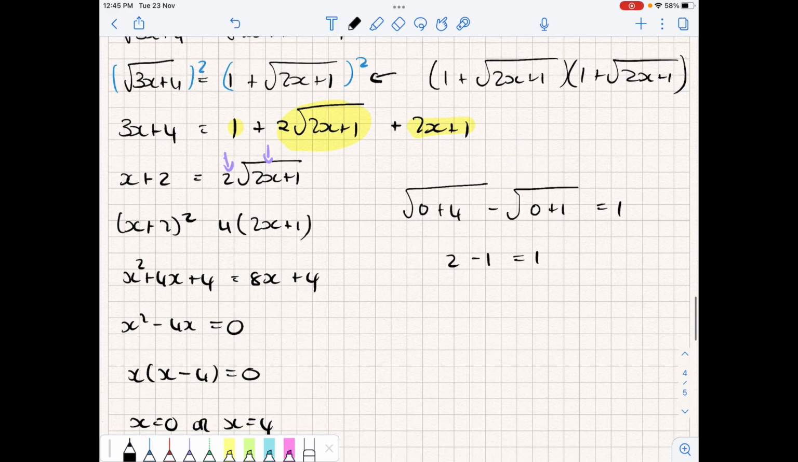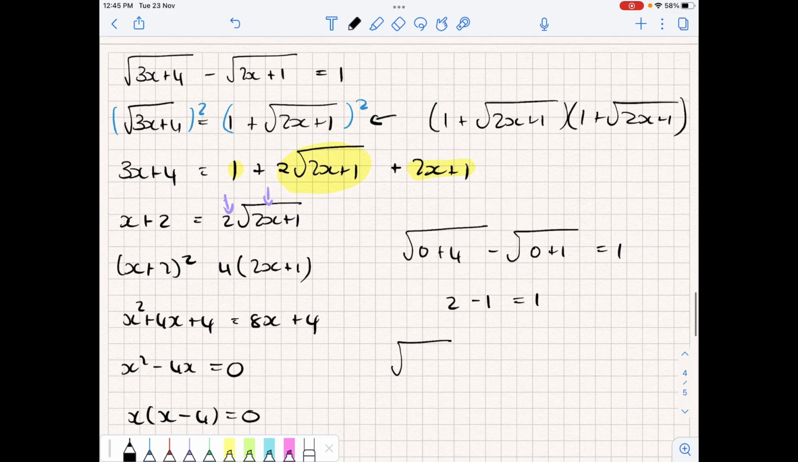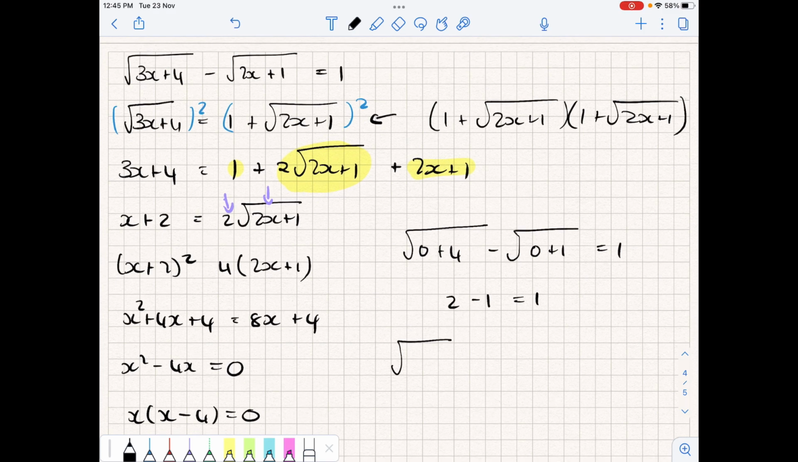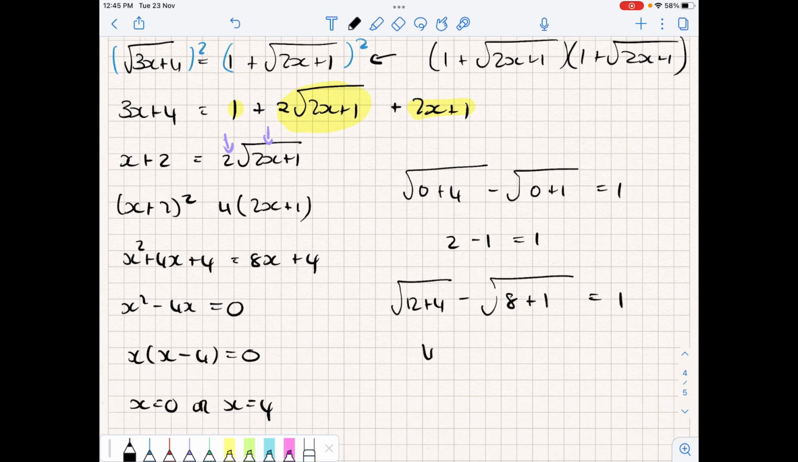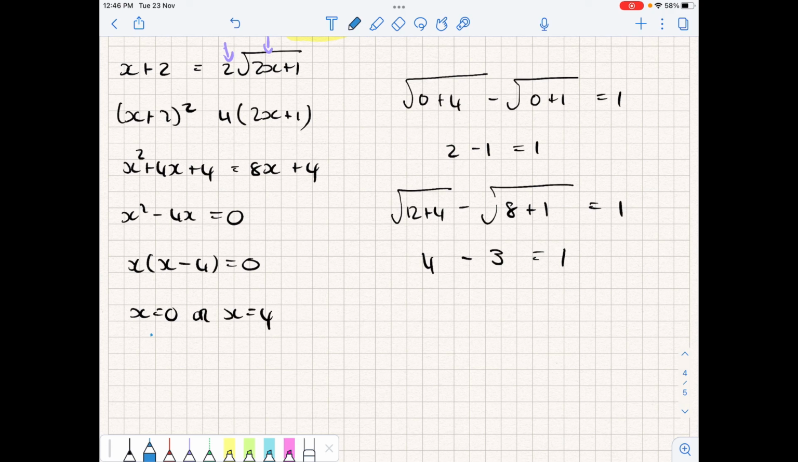Now let's check 4. So we're going to get the square root of 3 times 4, which is 12, plus 4, take away the square root of 2 times 4, which is 8, plus 1. We'll get square root of 16, which is 4, minus square root of 9, which is 3. 4 minus 3 is equal to 1. And so both of my solutions in this case are valid.